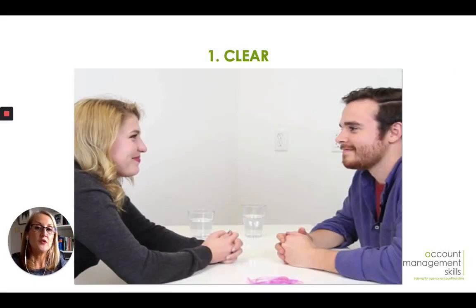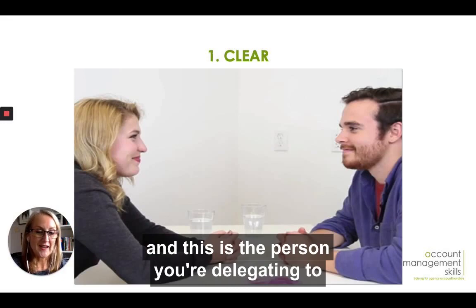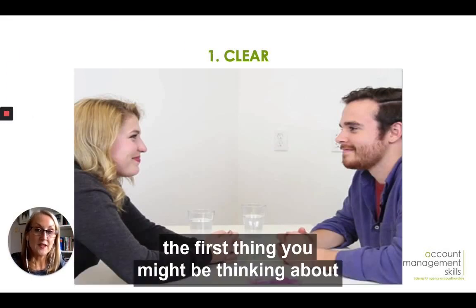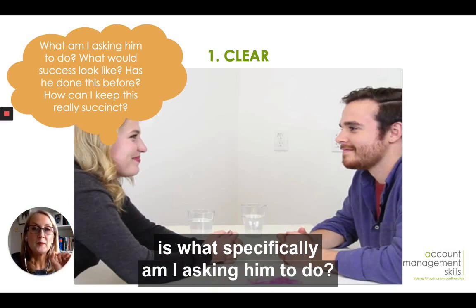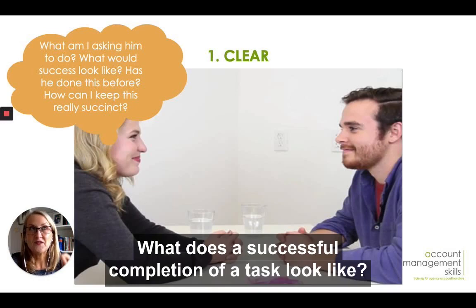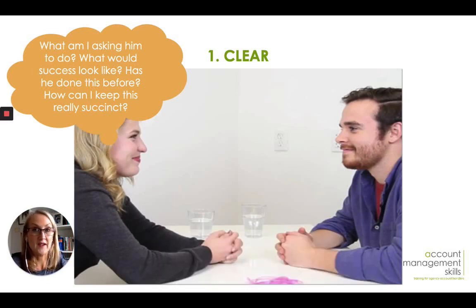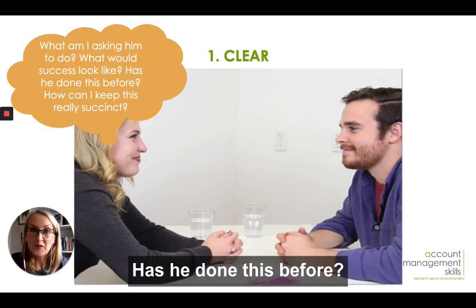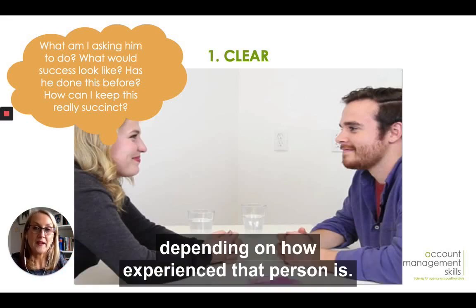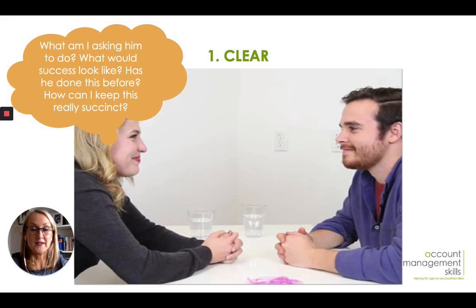So this is you on the left-hand side, and this is the person you're delegating to on the right-hand side. When you're being clear about something, the first thing you might be thinking about is, what specifically am I asking him to do? What does a successful completion of a task look like? Has he done this before? And remember, you're choosing your style depending on how experienced that person is.